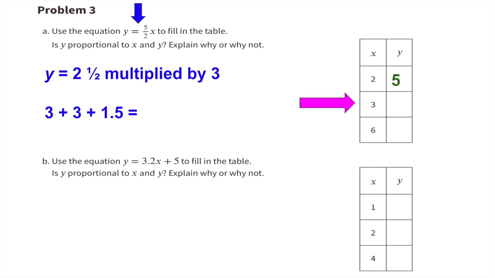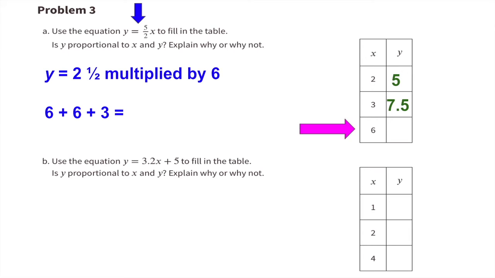When the value for x is 3, it's the same thing as y equals 2.5 multiplied by 3, or 3 plus half of 3. And since half of 3 is 1 5/10, you can find the answer by adding 3 plus 1 5/10, and that is 7 5/10. When the value for x is 3, the value for y will be 7 5/10.